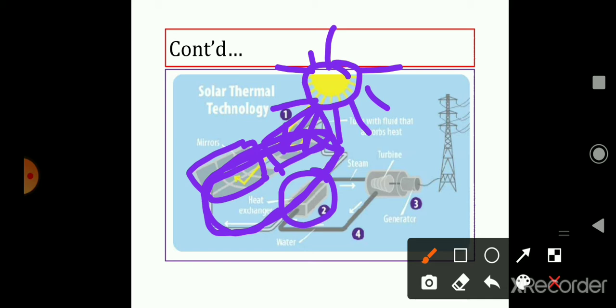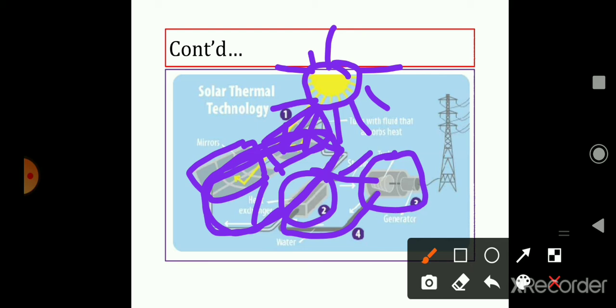What is the function of the heat exchanger? The heat exchanger exchanges the heat energy. On the other side of the heat exchanger we have one more pipe, one more tube. Inside the tube cool water is flowing. Whenever cool water flows in the heat exchanger, it transfers the heat from one tube to another tube. Then automatically the cool water is converted into hot water, and again the hot water is converted into steam. Now the steam is sent to the turbine.